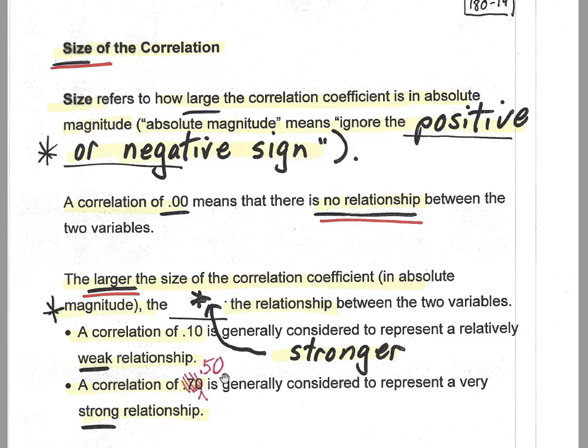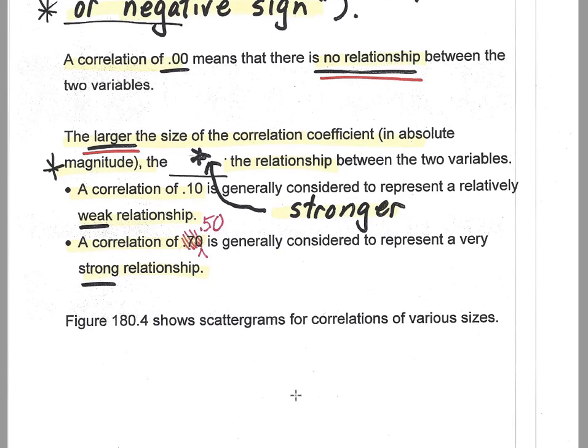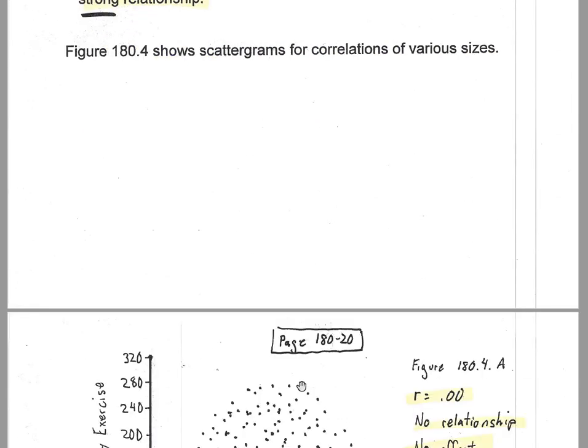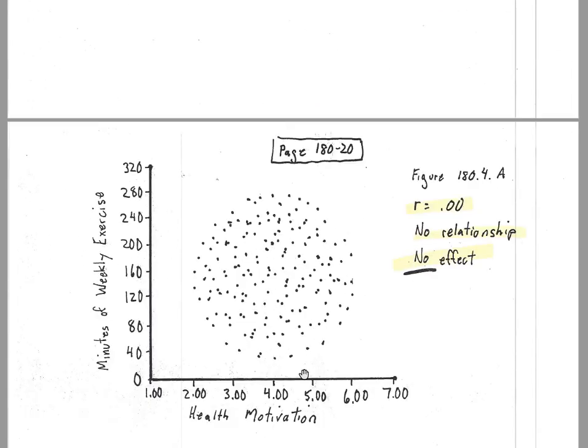A correlation of 0.50, notice I've scratched out the 0.70 that was there before and put in a more realistic 0.50. Correlation of 0.50 is generally considered to represent a very strong relationship. I'm going to show you some scattergrams that illustrate different strengths of relationship. Let's go to page 20.